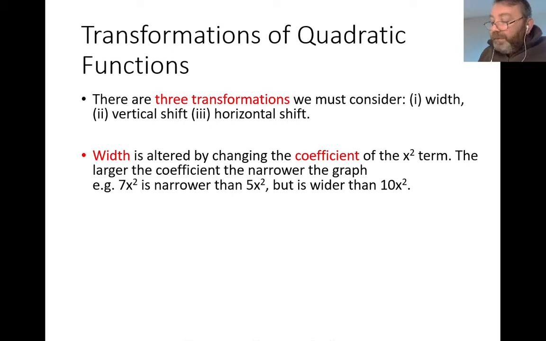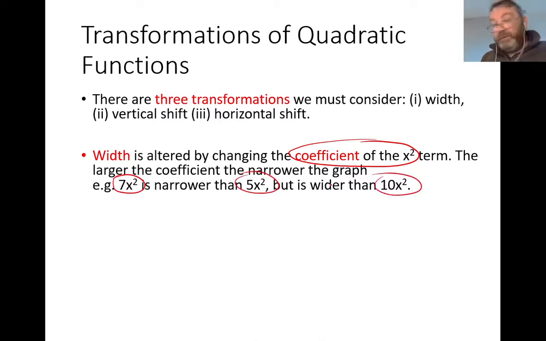Now, if we want to get the arms to be wider or narrower, all we have to do is change the coefficient of x squared. Now I have an example here. For example, let's say 7x squared. Okay, I've got 7x squared, I've got 5x squared, and I've got 10x squared. Now obviously x squared is your starting point. X squared means that you are most definitely quadratic.